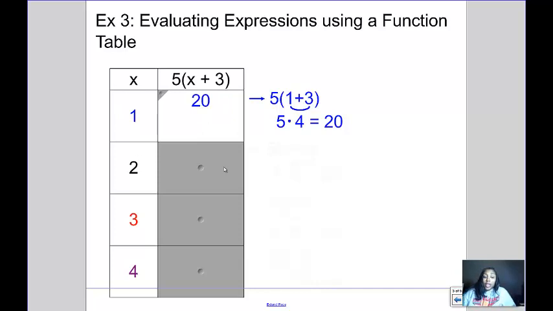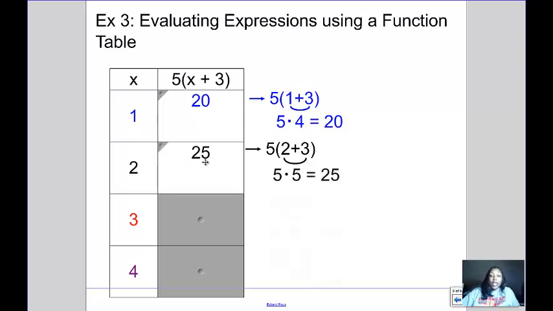So now if we go to the next row, they're telling us now in this row x is going to be equal to 2. But we're still using the same expression, 5 parentheses x plus 3. So now I'm going to plug 2 in for my variable x. So now I have 5 times 2 plus 3. I'm going to do 2 plus 3 first, which gives me 5, and then I'll do 5 times 5, which gives me 25. So that means the next number in our table is 25.